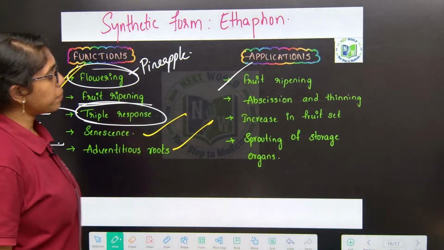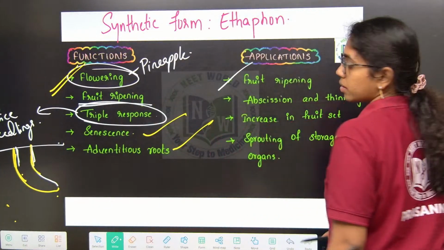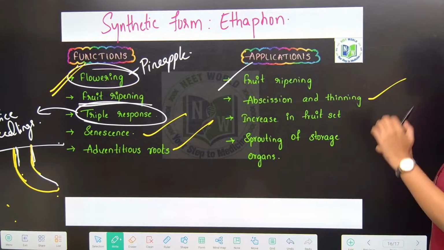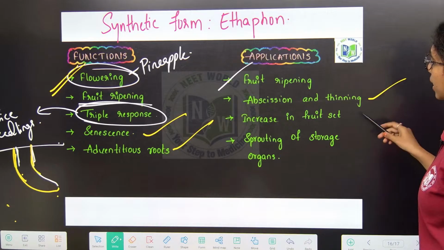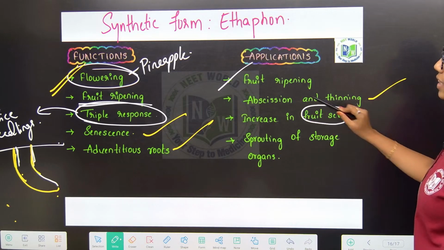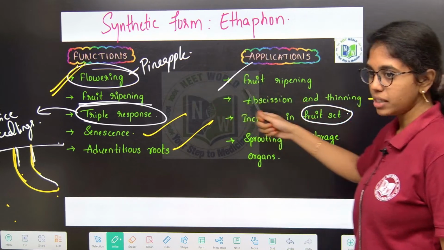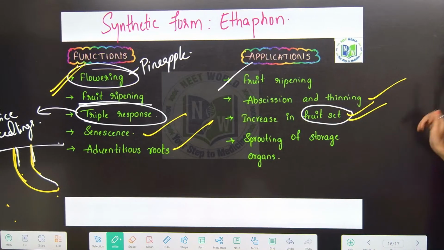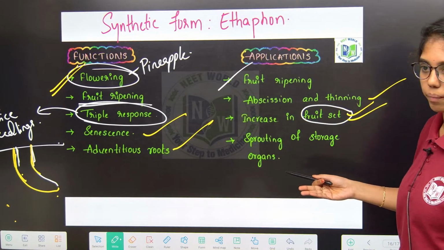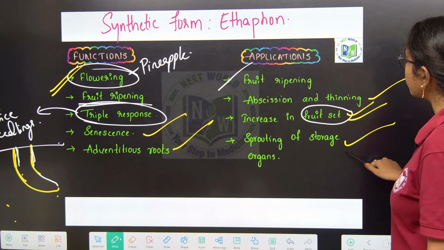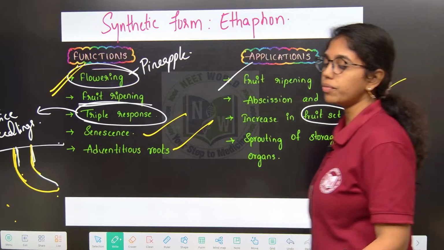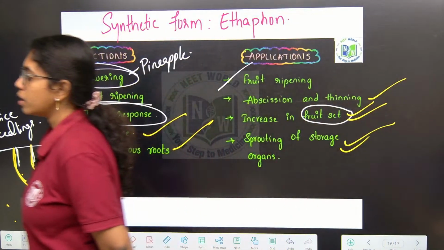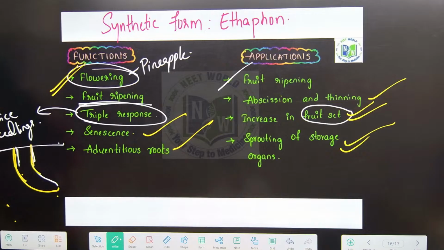And then abscission and thinning. Ethylene promotes abscission and thinning. The more thinning of the wall layers, the more ripened it gets, right? And then increase in fruit set. As it promotes flowering and femaleness, more fruit set is seen in plants when ethylene is sprayed. And then sprouting of the storage organs. In storage organs, sprouting is observed with the spray of ethylene. So, these are the functions and applications of ethylene, clear?